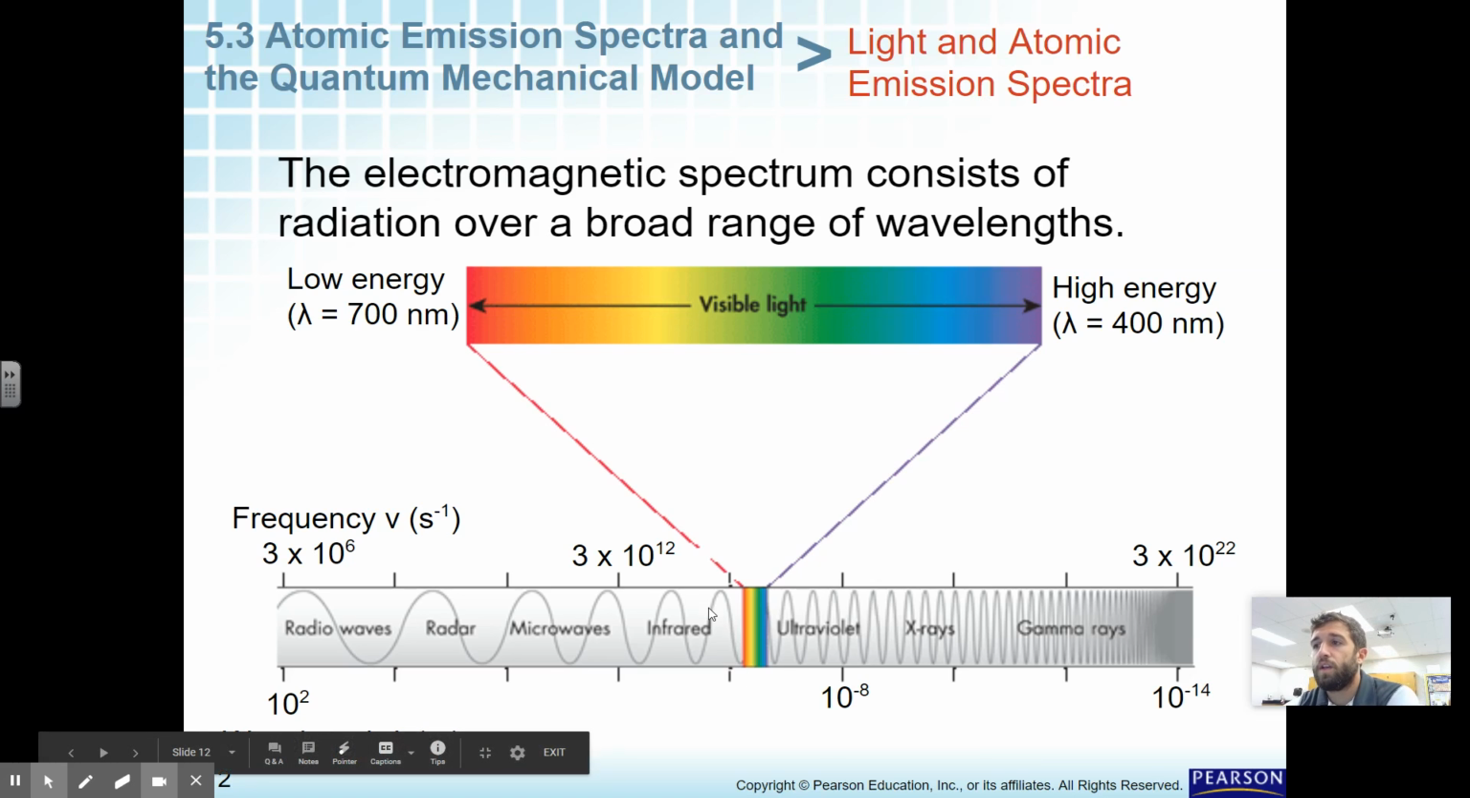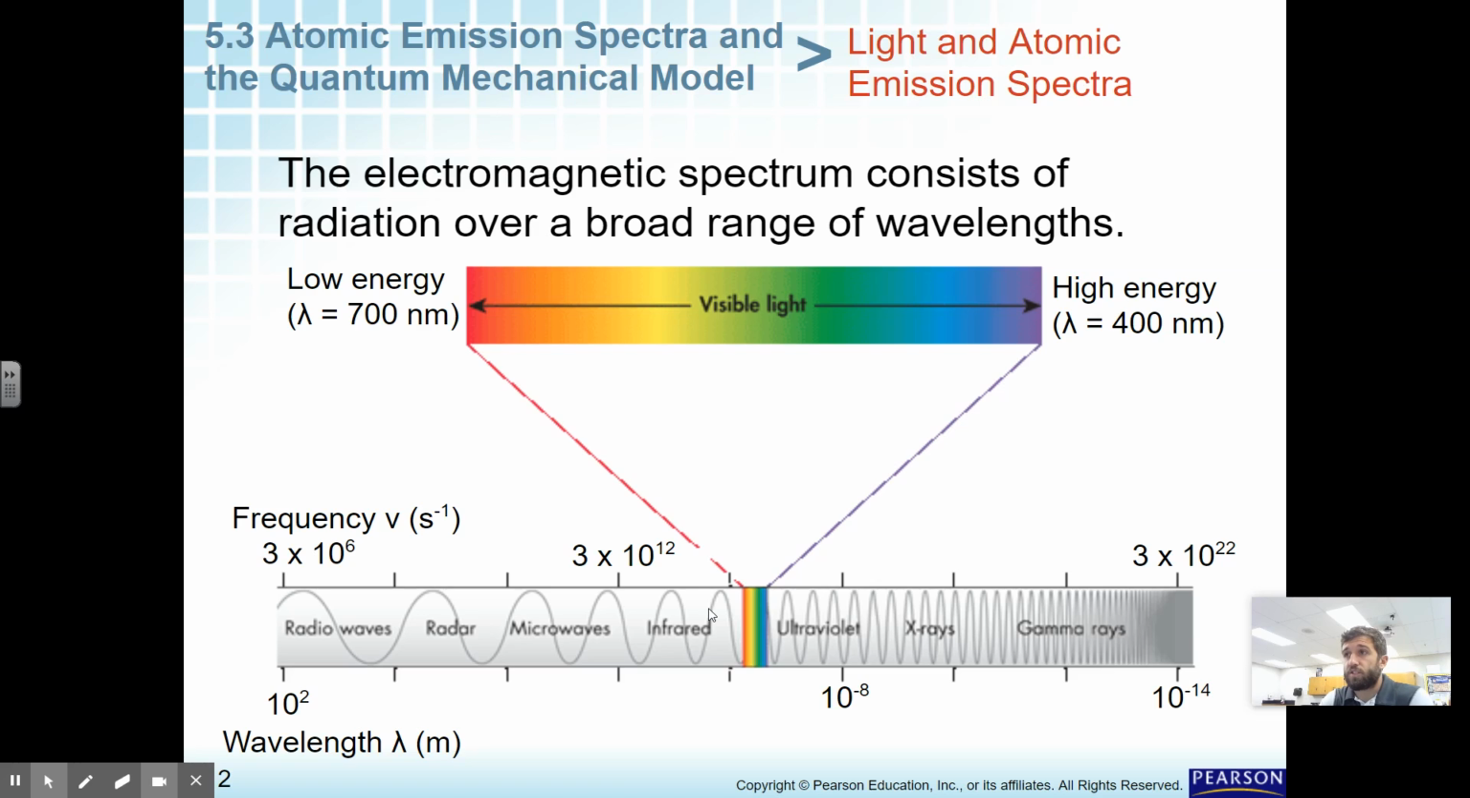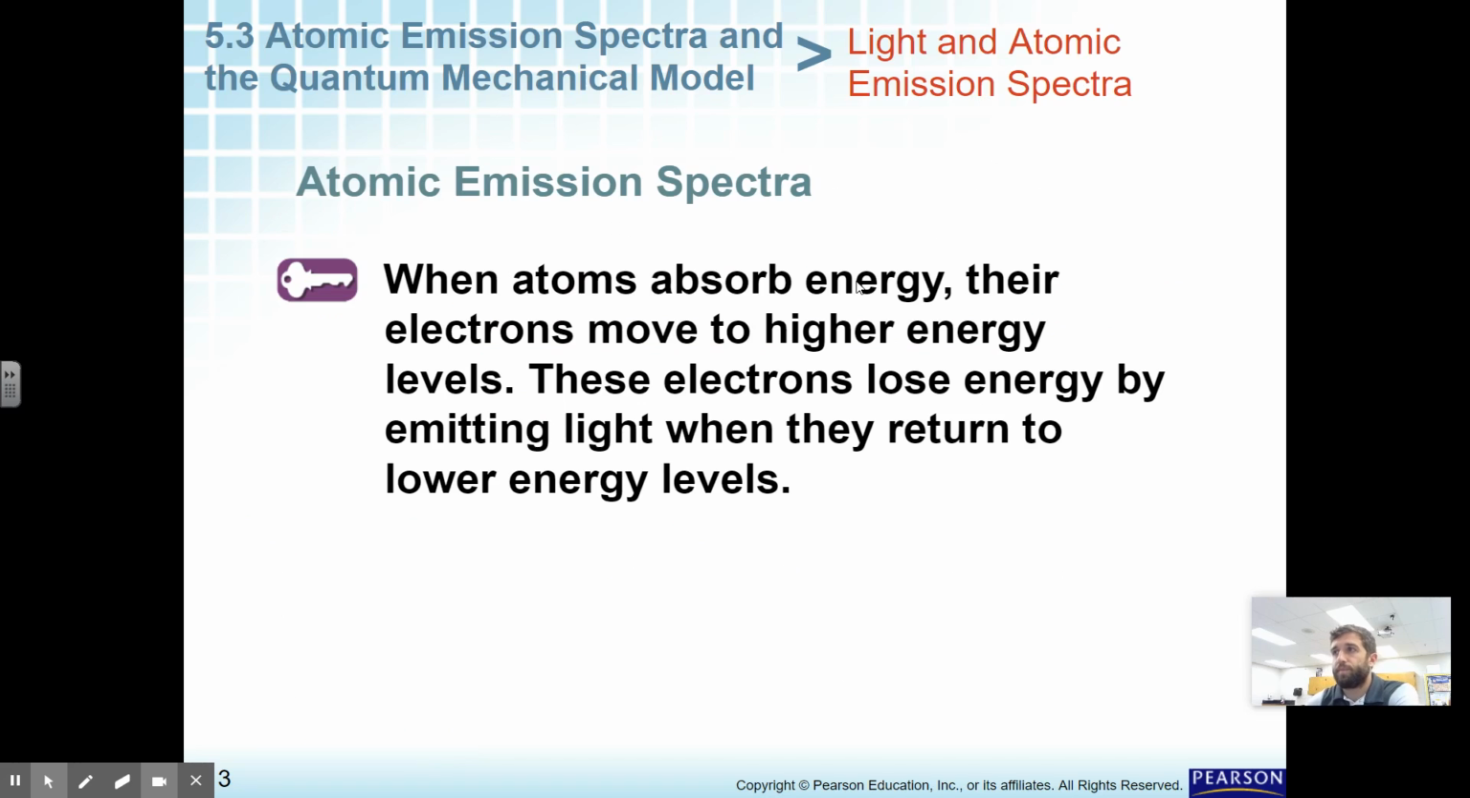And I skipped infrared, but that's the night vision stuff. So all of these fall into the electromagnetic spectrum here, but these are the only ones we see. You can still slightly see infrared, but really the only one you see is visible light. Something else you need to know, I don't think you have to write it on yours: when atoms absorb energy, their electrons move to higher energy levels.